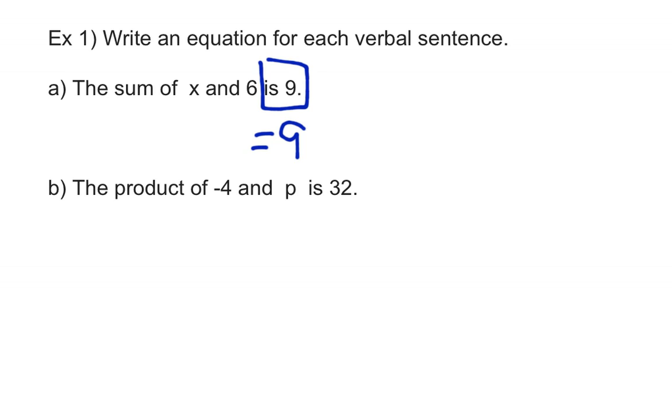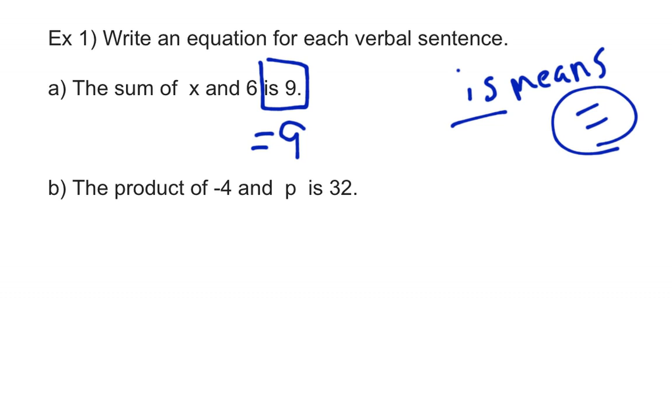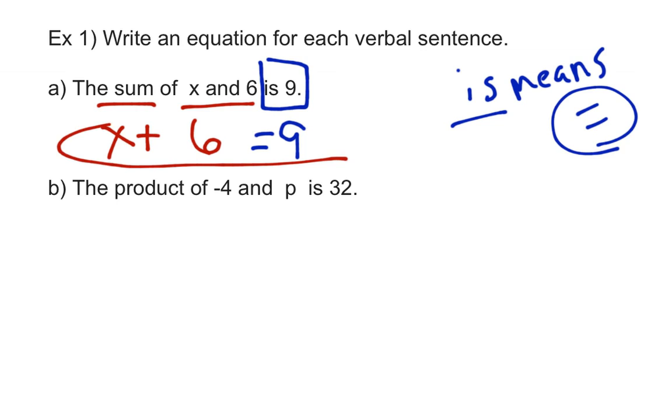The sum of x and 6 is 9. The is means equal. We can even write that over here. Is means equal. So when you see the is, that's an equal sign equals 9. The sum of x and 6. Okay? The sum means that we're adding. What are we adding? X and 6. We're adding x plus 6. That's going to equal 9. And we have our answer. It's as simple as that.